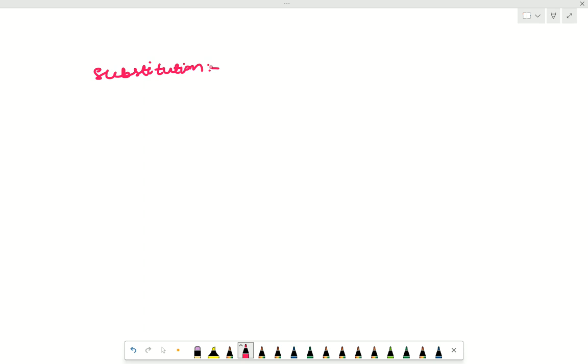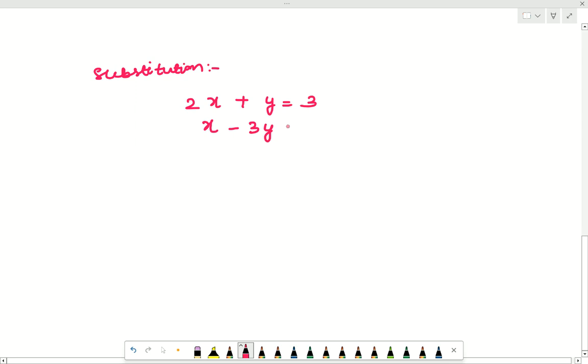So we are going to have two equations. What I mean by two equations, we'll see, don't worry. It's going to be a very easy question and a very interesting topic. So we are going to have two equations, let me write them: 2x plus y is equal to 3, and x minus 3y is equal to 4. Here we are able to see that there are two equations, with x and y.